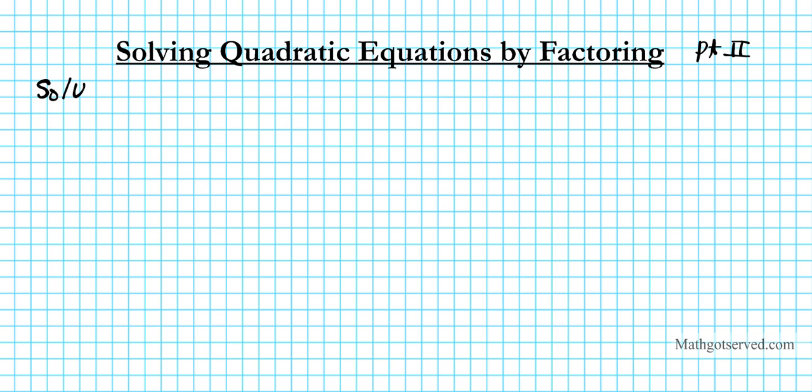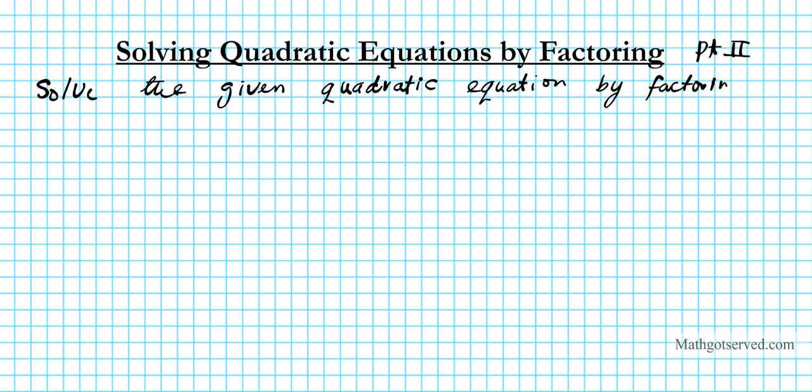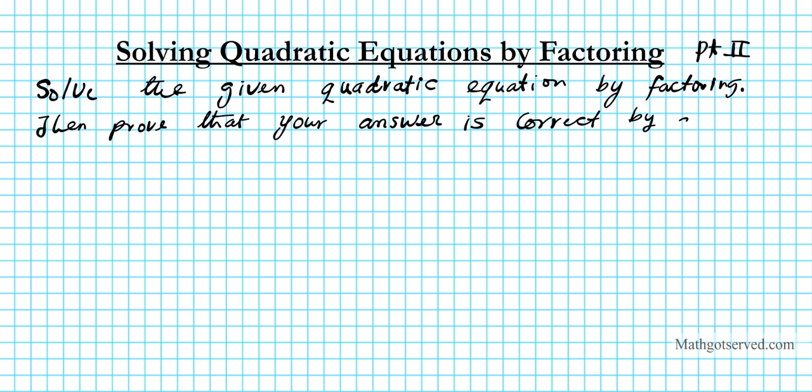Solve the given quadratic equation by factoring. Then prove the answer is correct. Prove that your answer is correct by doing a check.